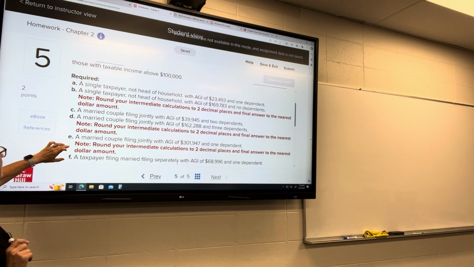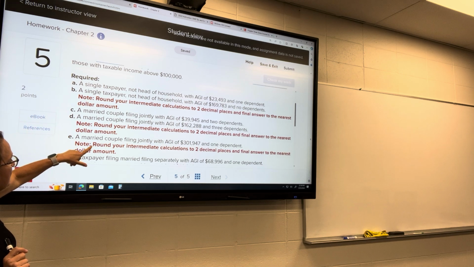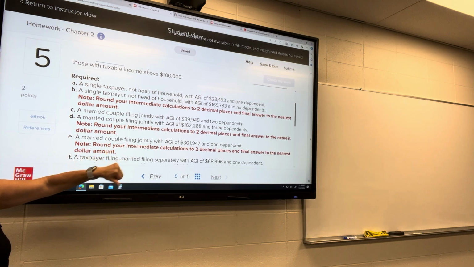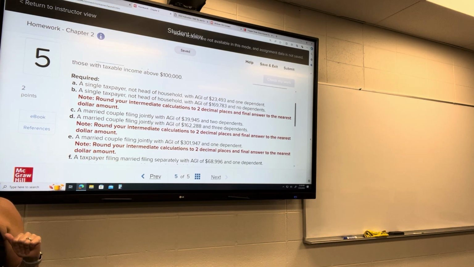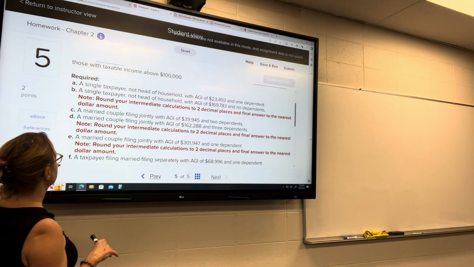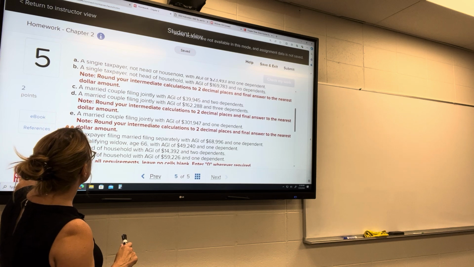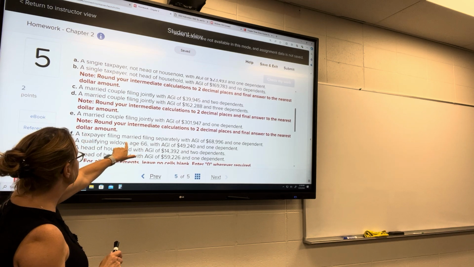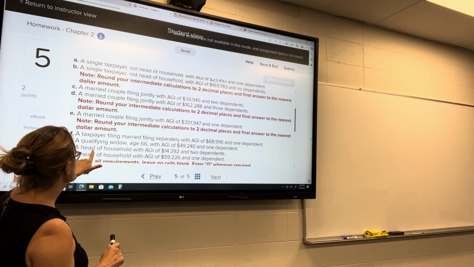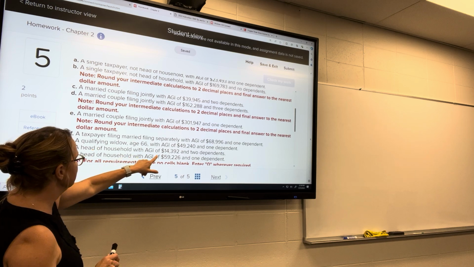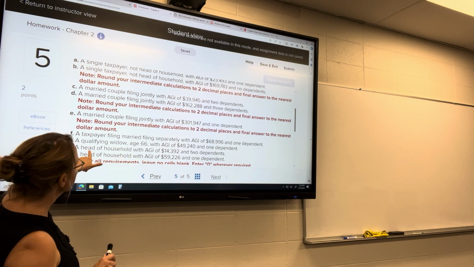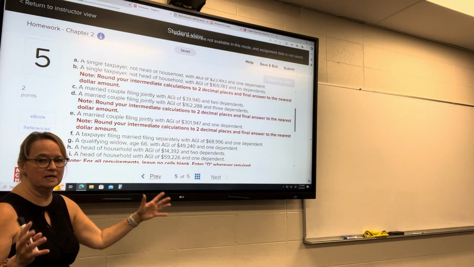So here we've got a married couple filing jointly, AGI of 301,947 and 1 dependent. For these problems, the dependent doesn't matter. They're just messing with you. Like this one, they're giving you the filing status here. The only time that would matter is if, so here, head of household, 2 dependents, okay, good, that makes sense.